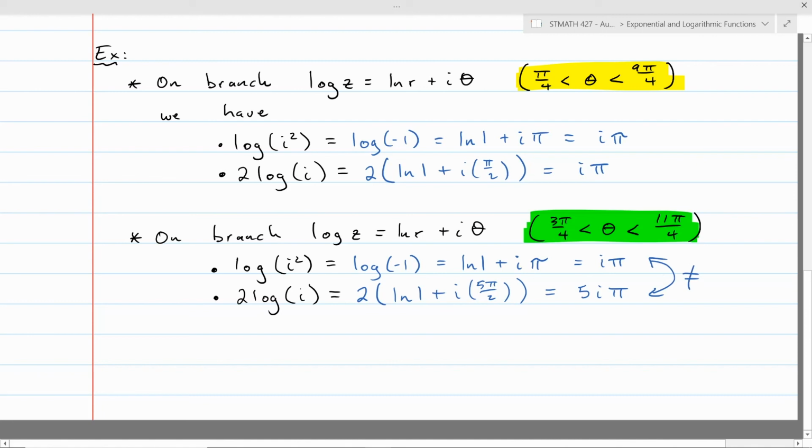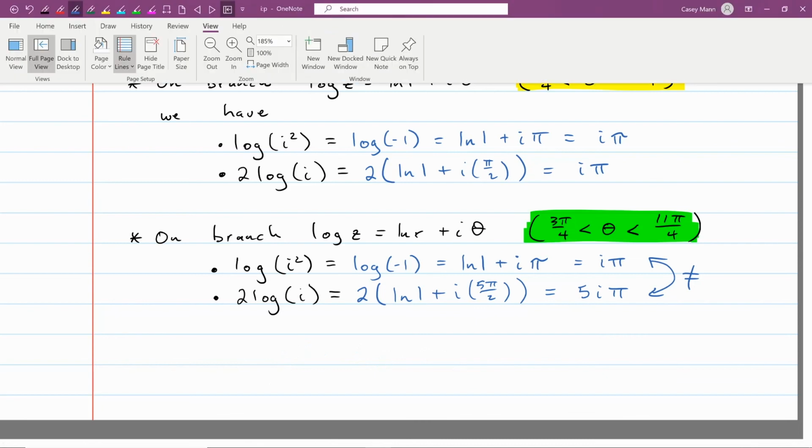So the point here is that saying something like log i squared equals 2 log i is not something you can make as an absolute statement. It depends on what branch you're on, right? You've got to know what branch you're dealing with.